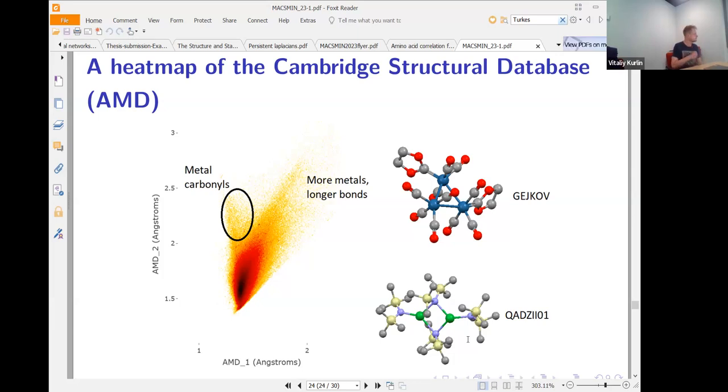In a hexagonal lattice, you have six neighbors of every atom at exactly the same distances, so they will be right on the diagonal. In general, for molecular organic crystals, of course, that's not the case. So AMD2 will be sometimes very close to AMD1, sometimes larger. So that's why we have these maps and the variation.